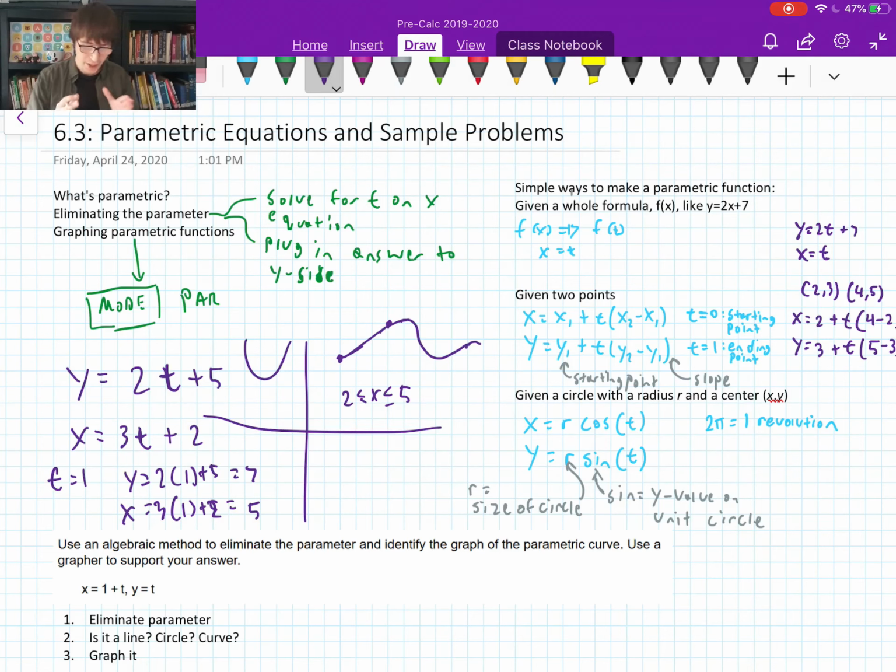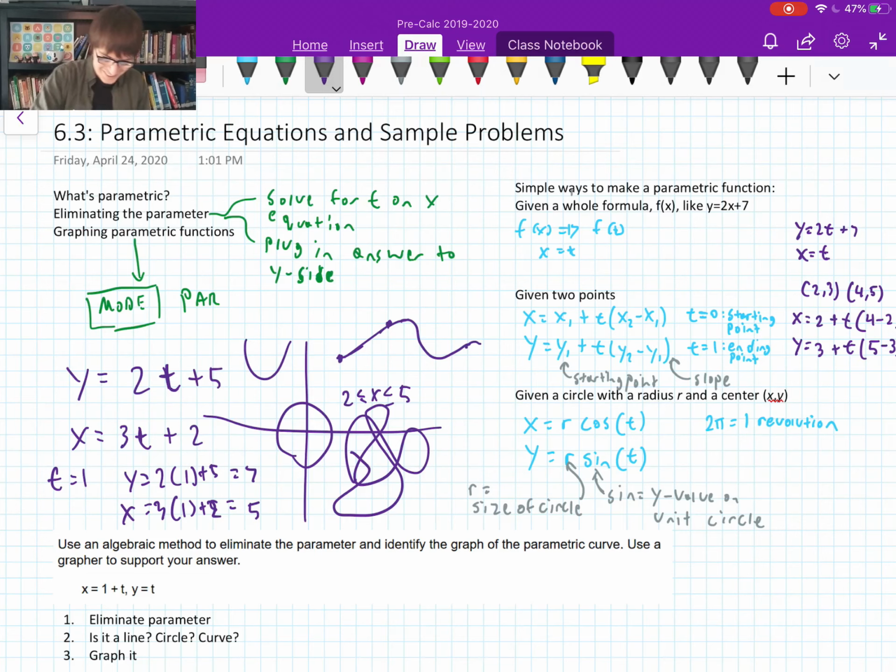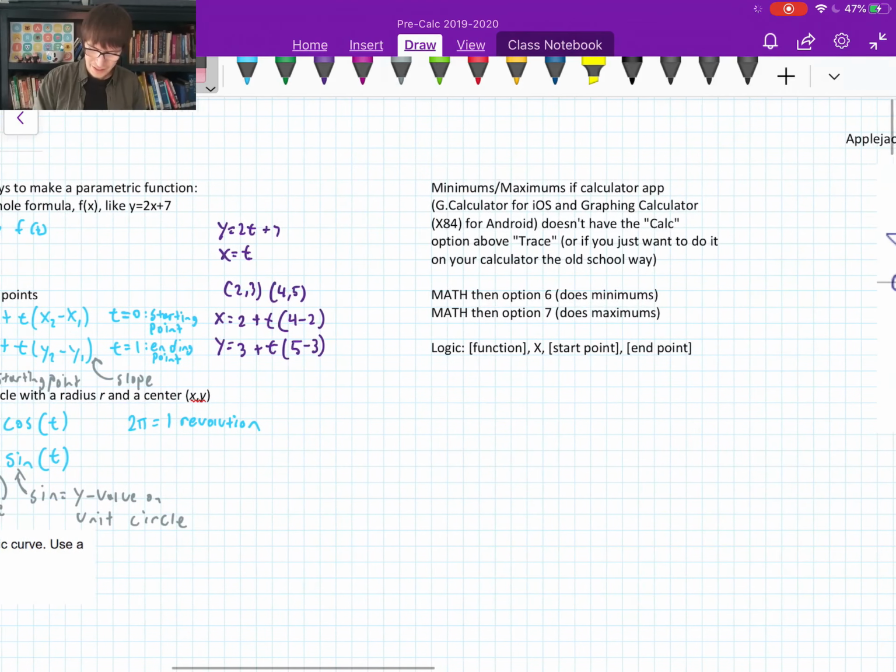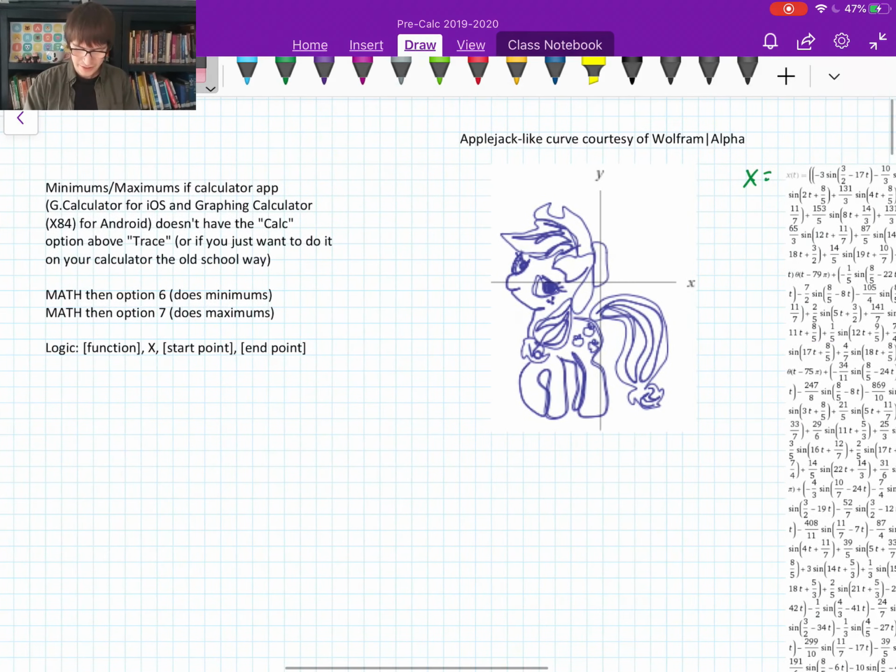The parametric equation lets you make a circle super easy. It lets you make this little thing really easy. It's basically the Etch-a-Sketch of the graphing world, and it's amazing. And here's a good example of it. So, let's say you could actually graph this right here.